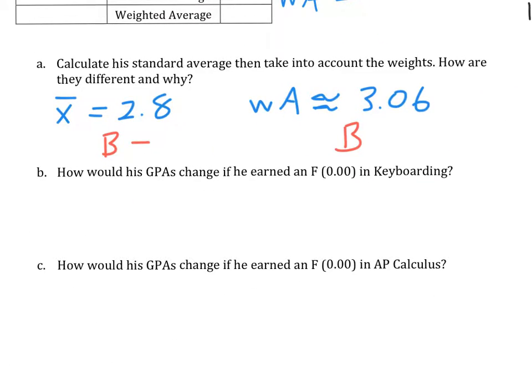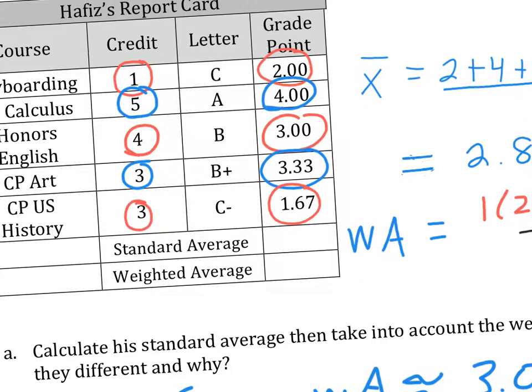Let's go back to the original data, and let's just pretend that Hafiz got an F in keyboarding, okay? So you're going to calculate the standard average and weighted average by substituting in a 0 right here, and calculate your standard and weighted average based on a 0 instead of a 2.0.